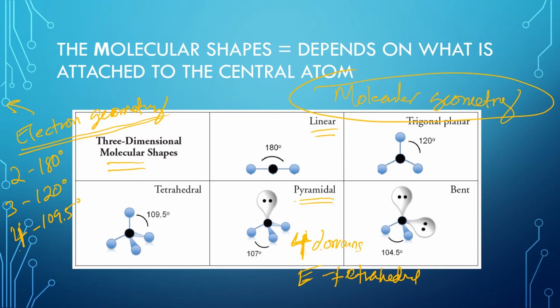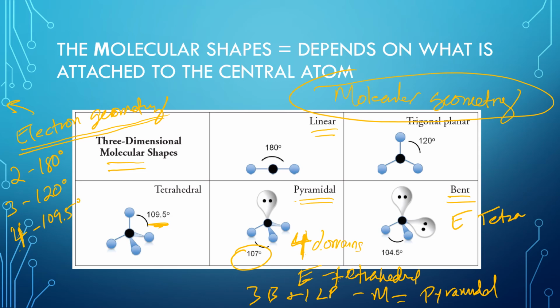But if you have 3 bonds and 1 lone pair, the molecular shape is pyramidal. And notice the angle is less compared to the tetrahedral. In the bent one, this is a bent shape. There's still 4 domains, so its electron geometry is tetrahedral. However, because it's 2 lone pairs and 2 bonds, the shape is bent, and notice how the angle is way lesser compared to the other ones.